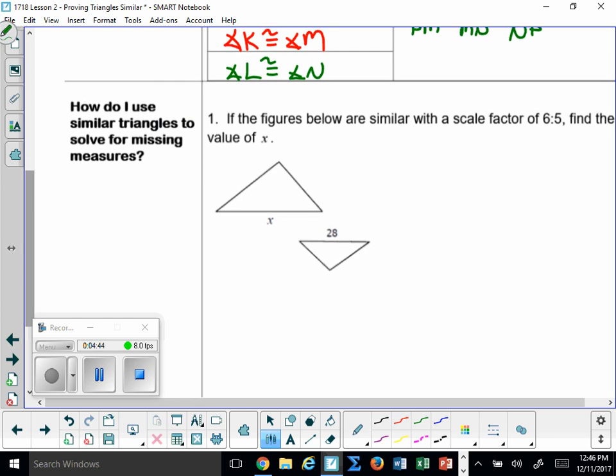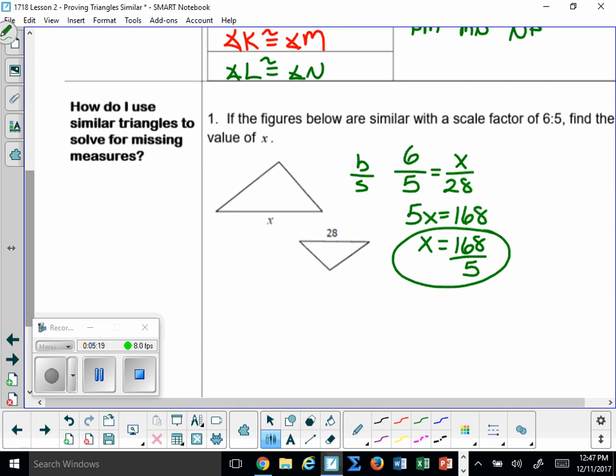So how can we use similar triangles to solve for some side lengths? So let's see, we're told we have a scale factor of 6 to 5. Well, this is definitely my bigger triangle, and here's my smaller one. So 6 to 5, I'm doing the bigger over the smaller. That has to equal x over 28. 5x equals 168. What a pretty fraction.